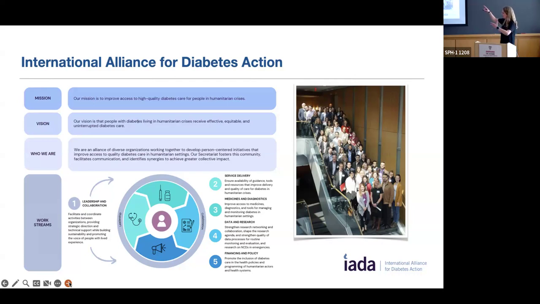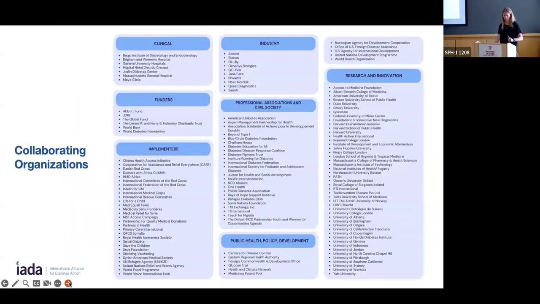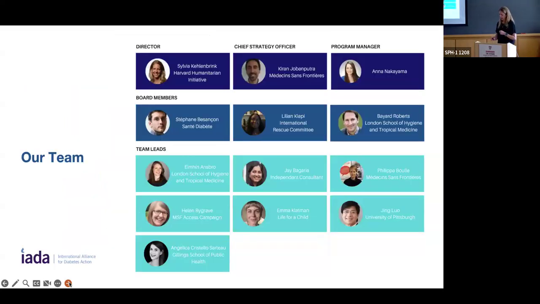One that surrounds it all, leadership and collaboration, promoting collaboration; then service delivery, medicines, diagnostics, data research, finance, and policy. So along the lines of the Boston Declaration. These are the various organizations that have been involved, from different backgrounds, different sectors. And this is our group. Each of the working streams has two different co-leads from different organizations that are helping. They all have other jobs, but part of their time is helping coordinate this work.